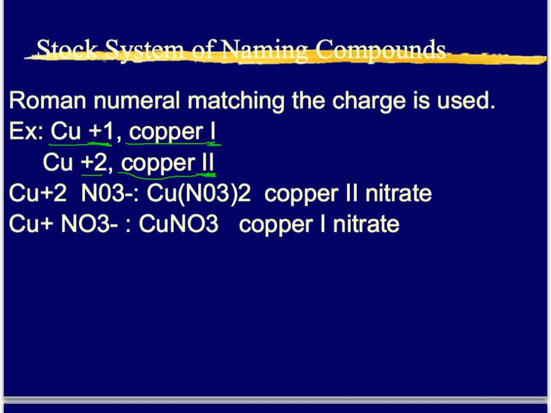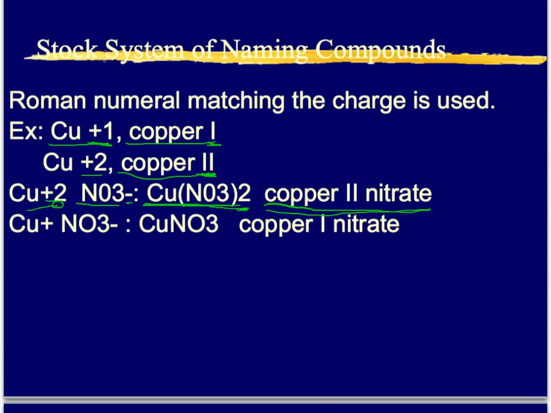We have copper 2+, and then we have the nitrate ion. If we do the quick crisscross method, you can see that this 2 is going to be here, giving me 2 nitrates, and this is 1-, so I'm only going to have 1 copper. The name we would give this is copper(II) nitrate, because it's a copper(II) ion, and the other ion that combined was the polyatomic ion nitrate.